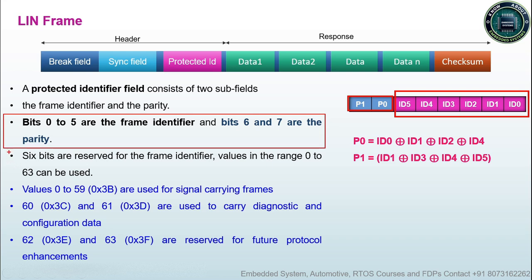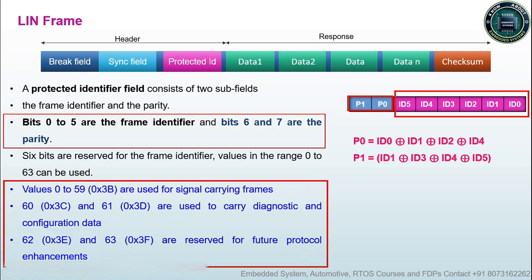So based on this 6-bit identification number, the numbering for each frame or message frame has been divided like this. So this is the frame numbering. 0 to 59 are used for signal carrying information, or signal carrying frames. Then ID numbers 60 and 61 are used for diagnostic purposes. 62 and 63 are reserved for future applications.